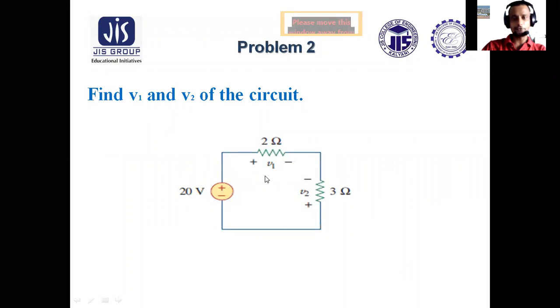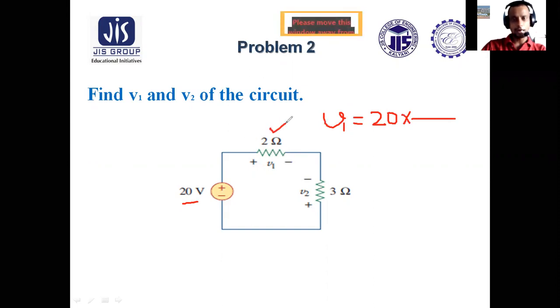Here we are asked to find V1 and V2. See, these are series connected resistors. So simply we can apply voltage divider rule to find V1 and V2 here. So as per voltage divider rule, V1 will be equal to total voltage, that is 20 volt. Total voltage is getting divided across the resistors. So V1 equals total voltage multiplied by that resistance, that is 2 ohm.